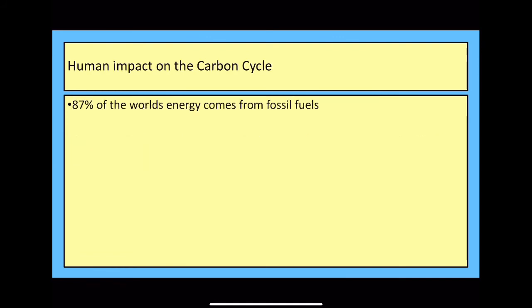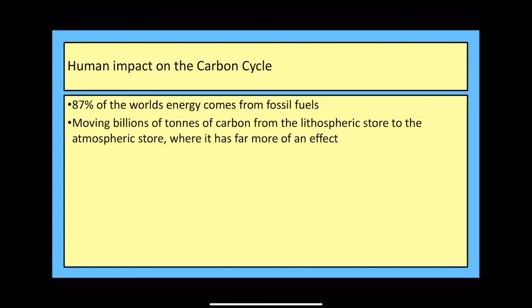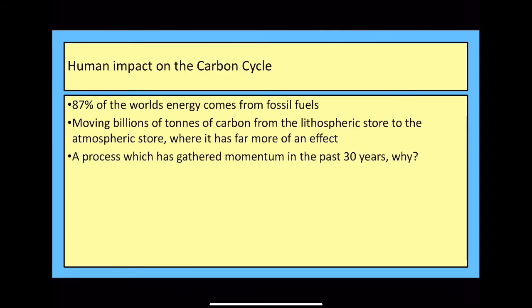So first and foremost, I think close to 90%, 87% of the energy the world produces comes from fossil fuels. So this is being removed from the lithosphere and emitted into the atmosphere, where it's far more potent and has a much bigger impact. This has really increased in the last 30 years or so. The main reason for this is the major industrialization of places like India and China. So their population has increased. Not only that, their population is becoming more highly developed.